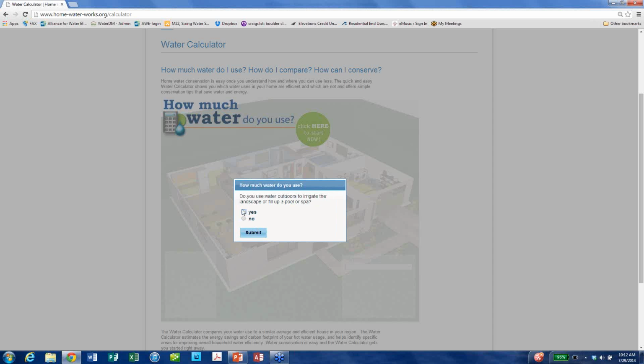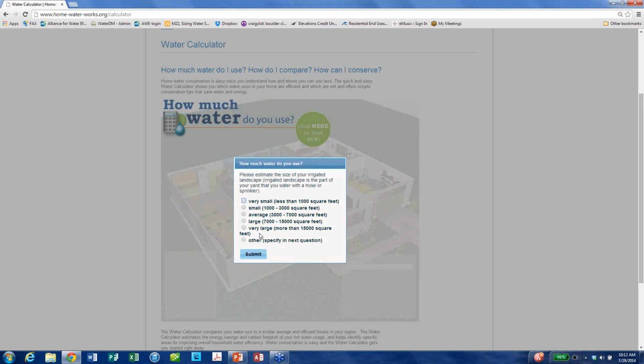And then, yes, this is an important question. Do you use water outdoors to irrigate the landscape or to fill up a pool? If you answer no to this question, then there won't be any outdoor water use calculated. So you've got to answer yes in order to get that.